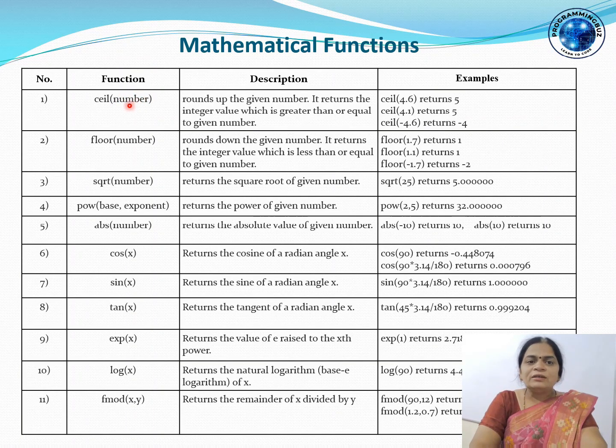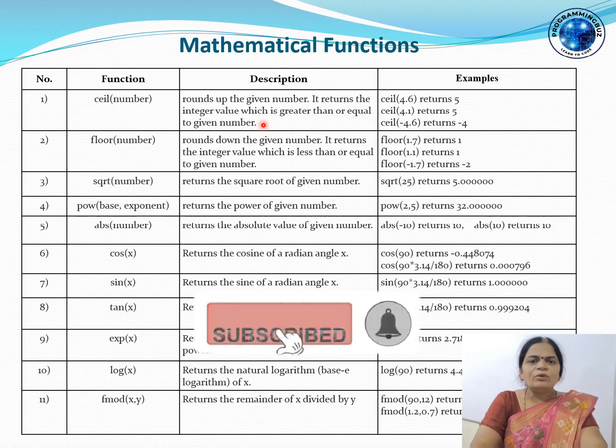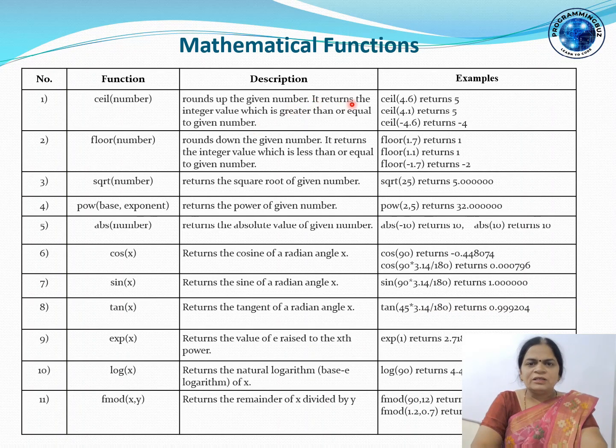So what do we mean by this ceil? Actually, this function rounds up the given number. The number will be rounded up to the integer value which is greater than or equal to the given number. For example, from an example you will be very clear. Firstly, consider ceil of 4.6.